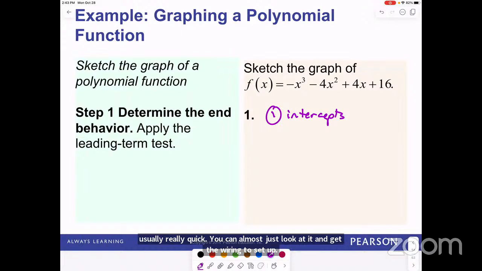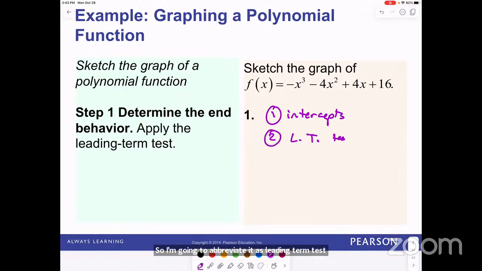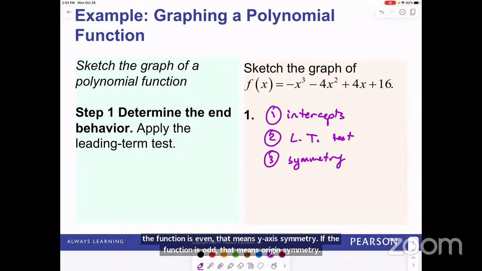We might use our leading term test. So I'm going to abbreviate it as leading term test. That tells us about the long-term behavior. We might do a test for symmetry. That's to determine if the function is even, odd, or neither. So again, using the definitions of even and odd functions. If the function is even, that means y-axis symmetry. If the function is odd, that means origin symmetry. If it's neither even nor odd, then there's no symmetry. Then a few additional points.